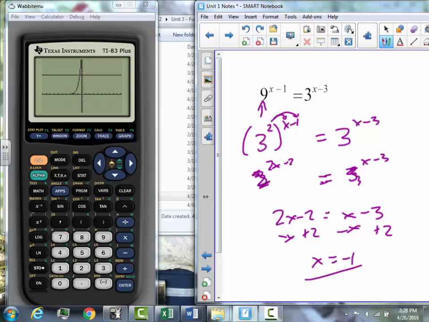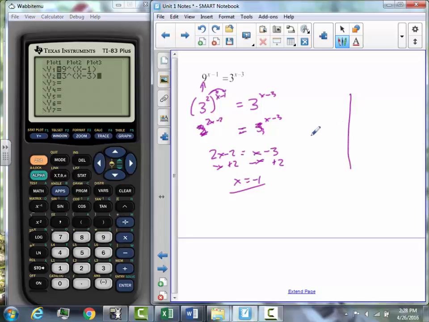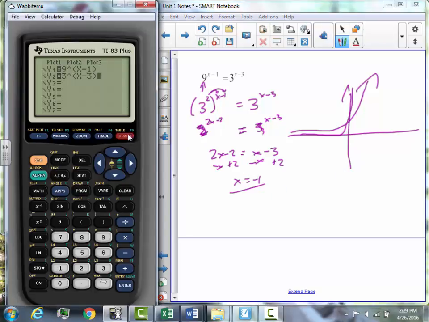So let's try it the other way. For this graph here, you're going to want to go 9 to the power of, in a bracket, x minus 1. And for the other graph, 3 to the power of, again in a bracket, x minus 3. Okay, before I press graph, I just want to talk about what this should look like. One of these is an exponential graph growing at the rate of 3 times. The other one is an exponential graph growing at the rate of 9 times. That one's probably taking off. So I should know what to expect before we start.